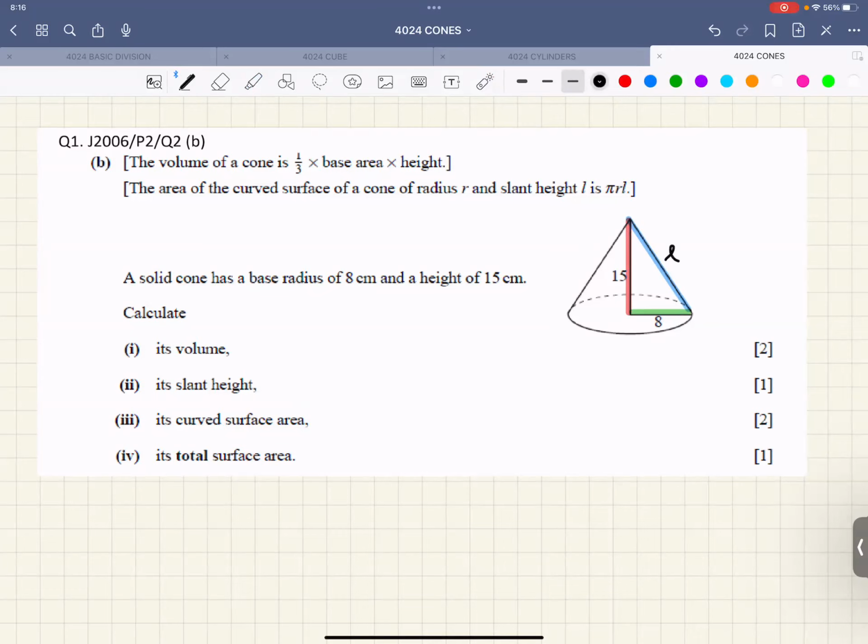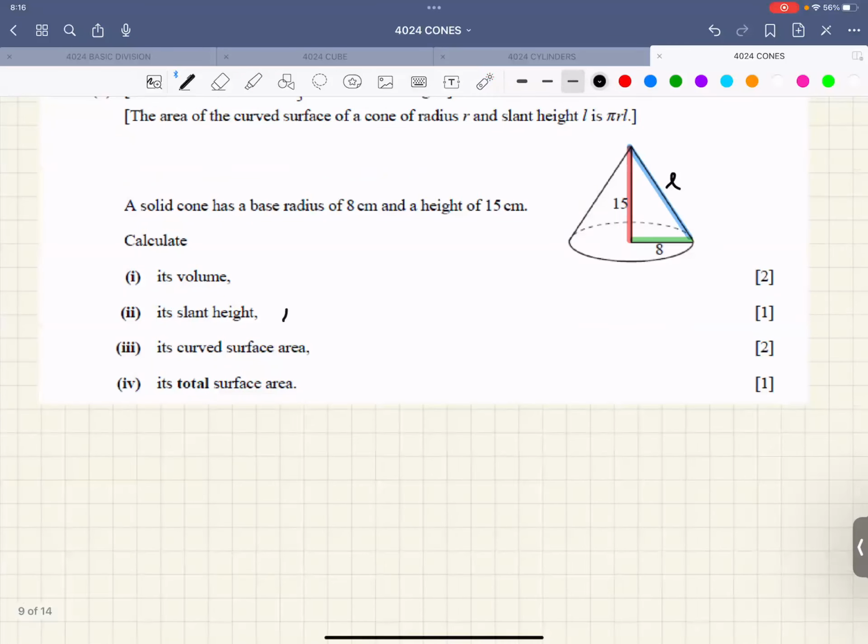I can do any part first. So let me write this, L square equals 15 square plus 8 square. Let me grab a calculator. 15 square, I know it's 225. 8 square is 64. That comes out to be 289. So therefore, L square is 289. Therefore, L is square root of 289, which comes out to be 17. So this is 17 centimeters. That is the slant height.